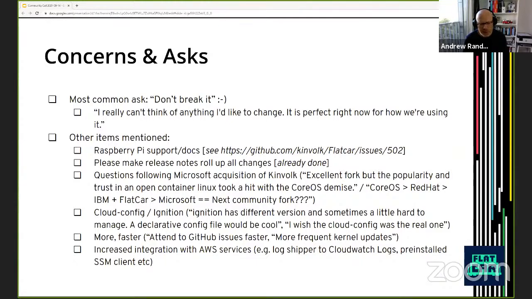So yes, worried by Microsoft. Yes, I'm paid to worry about Azure, but we're also very focused on Flatcar as a community project, and the community works in all sorts of different cloud environments, and that is not going to change.